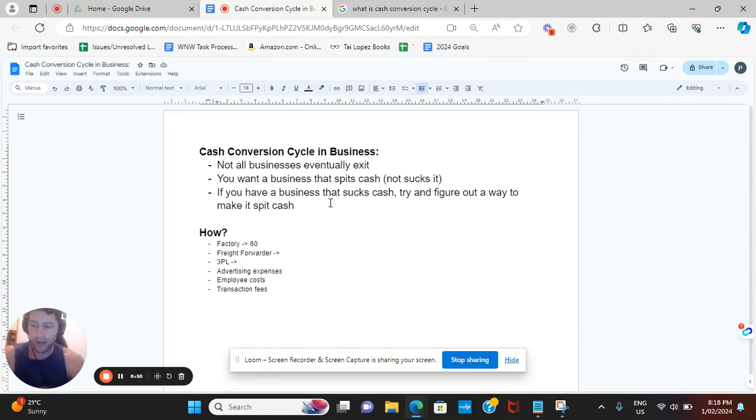Or if you have done a bit of volume with the 3PL, or you have gotten an introduction from someone who has done volume with the 3PL, you can probably get 30 or 60-day net payment terms. So let's say you now have 30, and then advertising expenses.